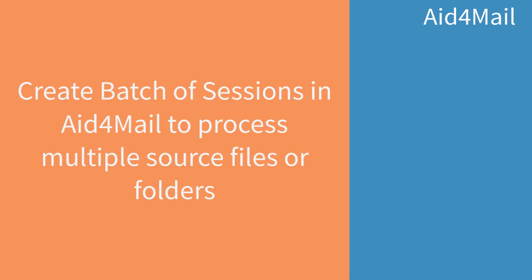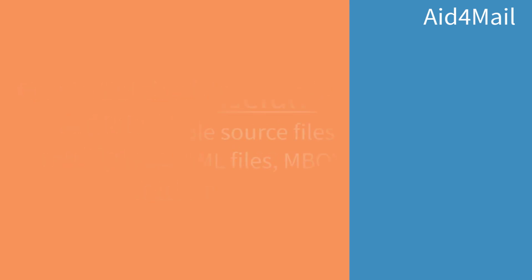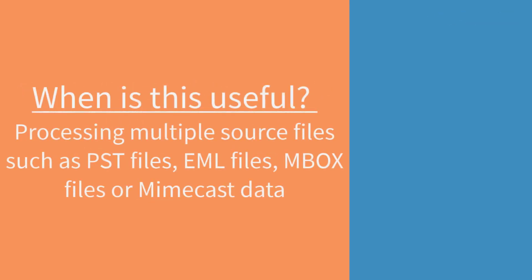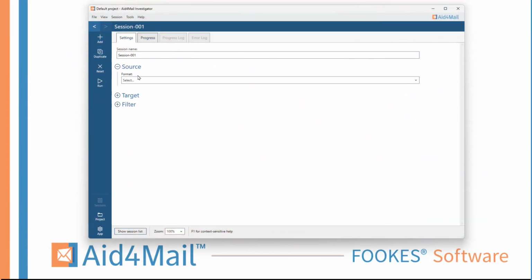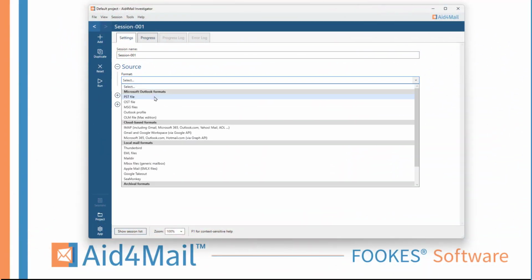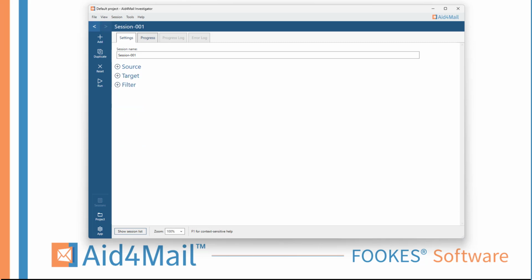Hi, today in this video I'll be showing you how to utilize Aid4Mail to create a batch of sessions to process multiple source files or folders. This type of request comes up a lot when you're looking at processing a lot of PST files, for example, or maybe a bunch of MBOX files. Aid4Mail has the ability to process those files concurrently or sequentially.